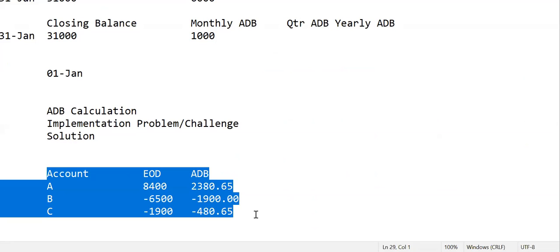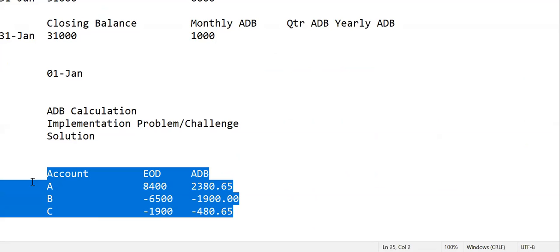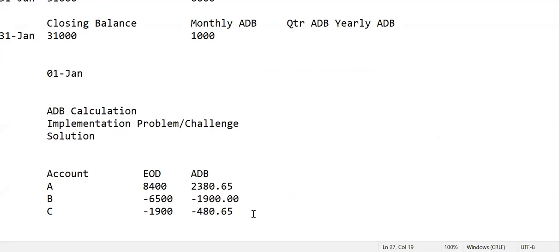Now I will show how we can migrate this to Oracle to maintain the ADB as per the concept which I explained in the Excel file. So now we will configure this in our Oracle system. So we will cover that in the next video.